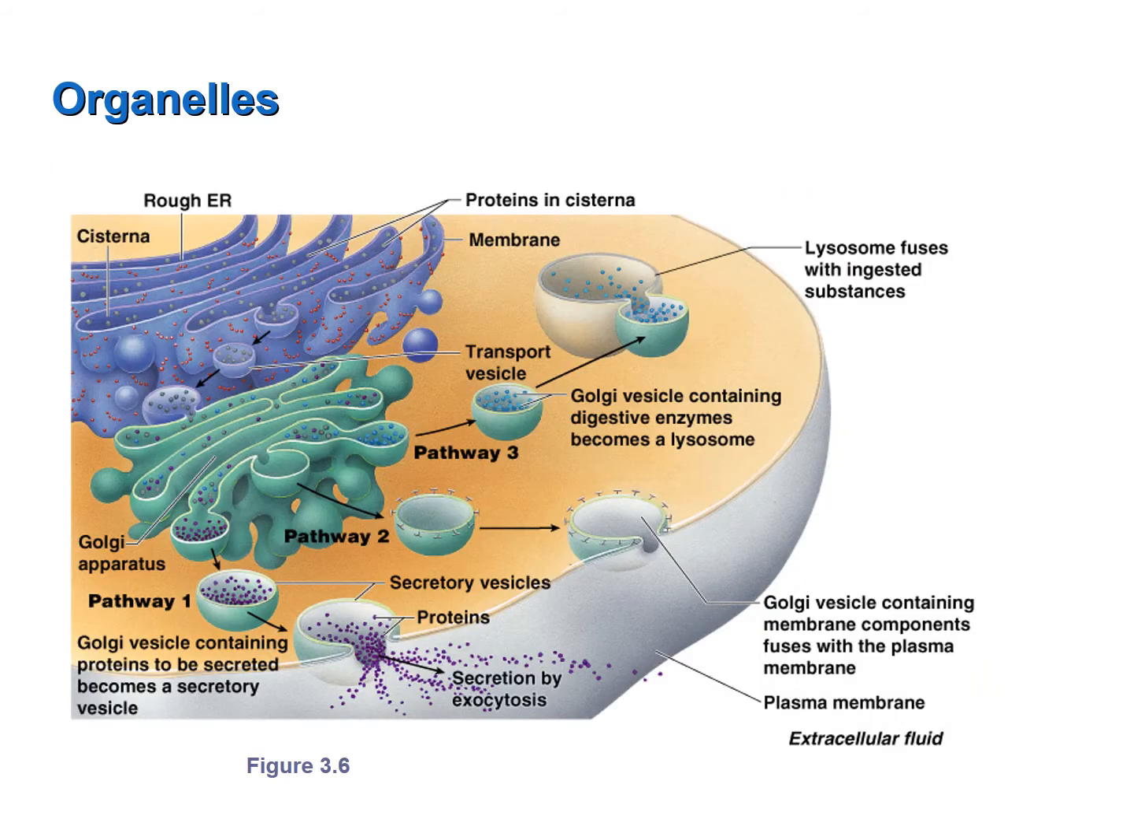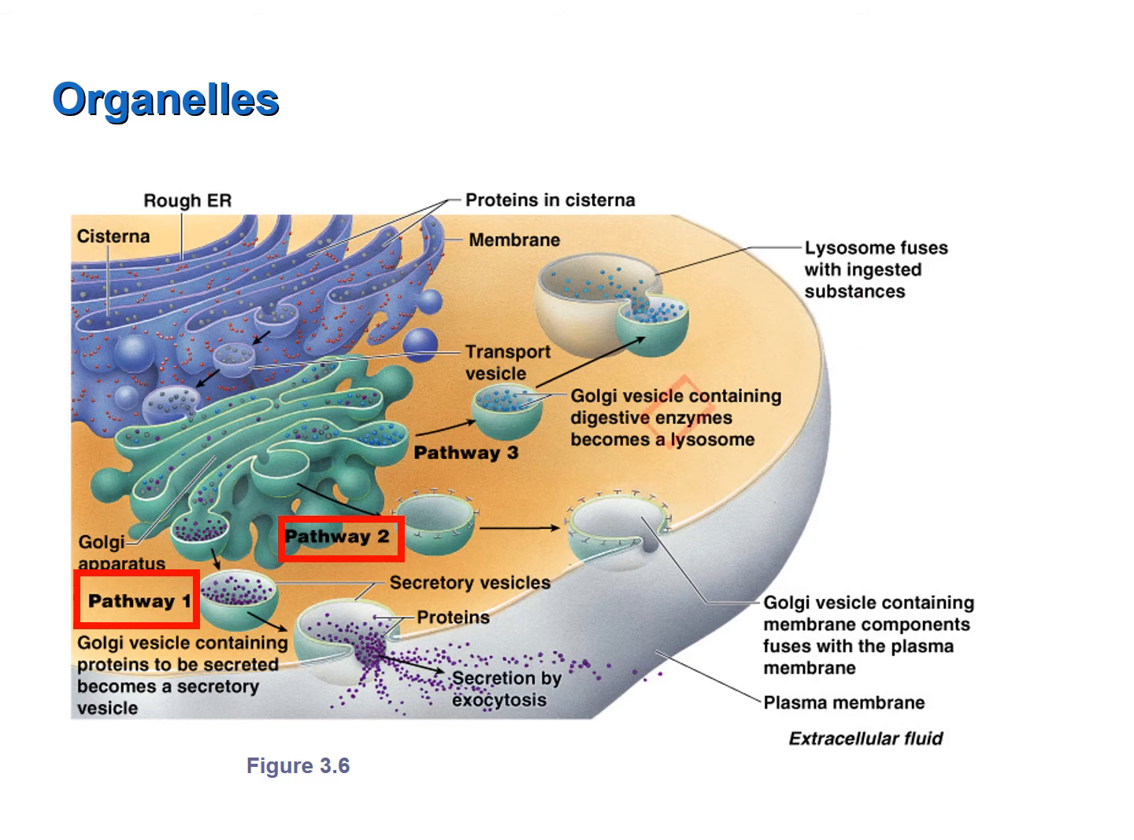This figure shows the various fates of vesicles packaged by the Golgi apparatus. In pathway 1, we're looking at a secretory vesicle where proteins packaged in this vesicle are going to be secreted outside of the cell as the vesicle merges with the plasma membrane. In pathway 2, the components of the wall of the vesicle are incorporated into the plasma membrane when the vesicle merges with the plasma membrane.